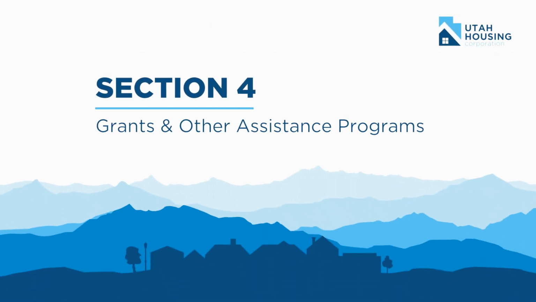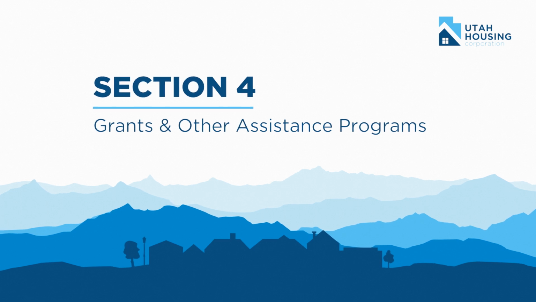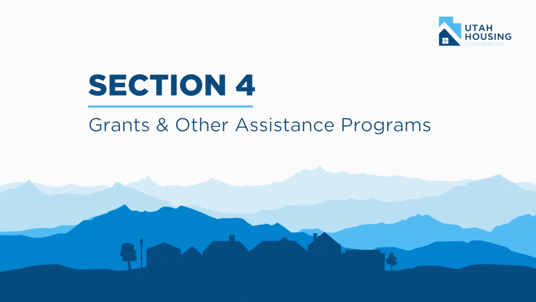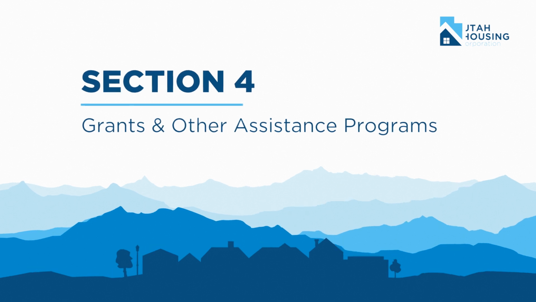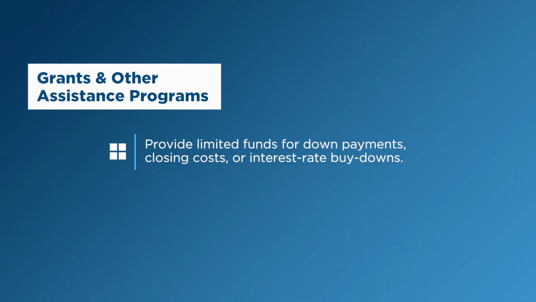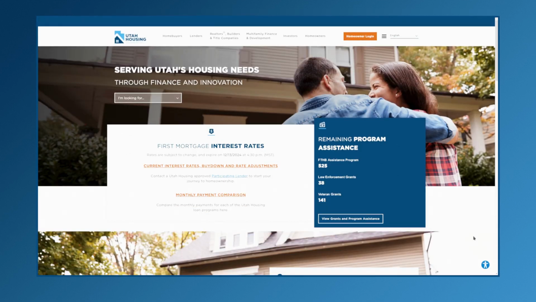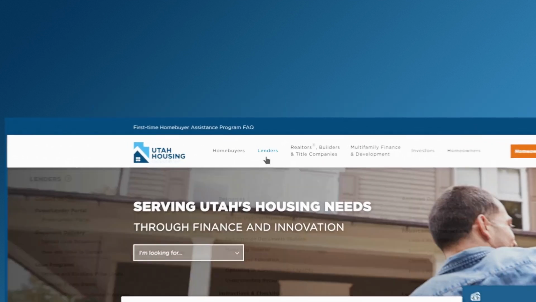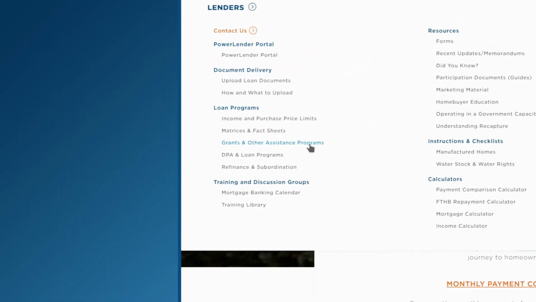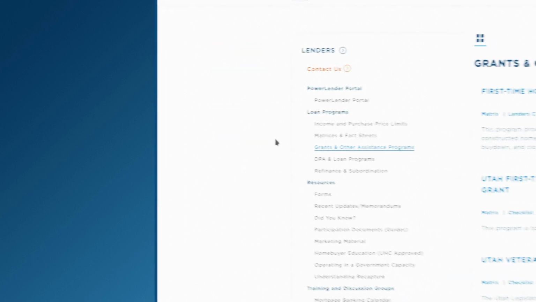In addition to the Utah Housing DPA loan, Utah Housing administers other assistance programs and grants that provide additional financial assistance to eligible home buyers. These funds are typically limited and can help with down payments, closing costs, or interest rate buy-downs. These can be found from the Utah Housing website, hovering over Lenders in the main navigation and clicking on Grants and Other DPA Programs underneath Loan Programs.